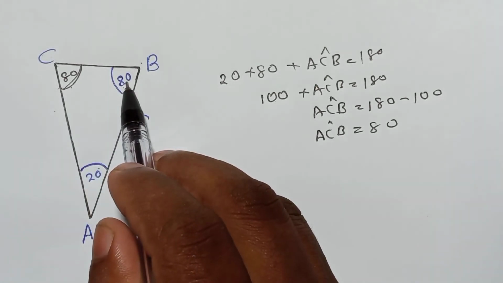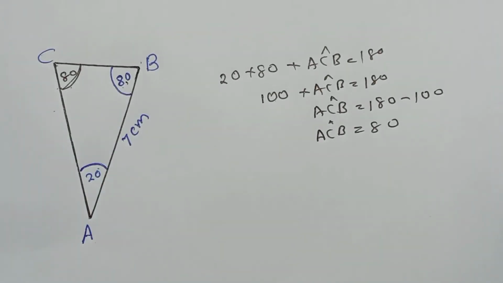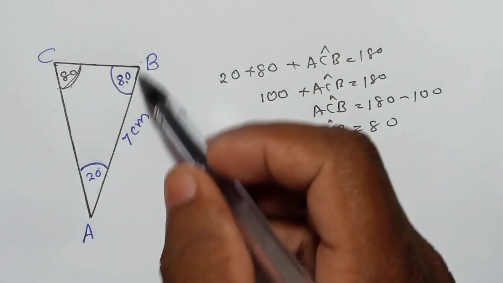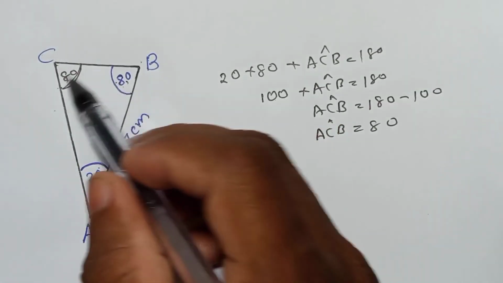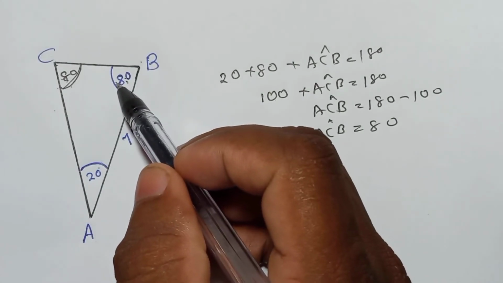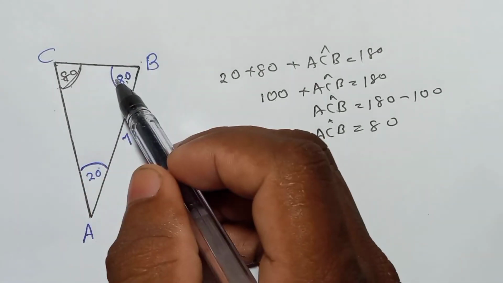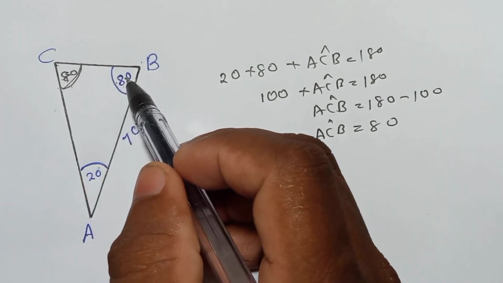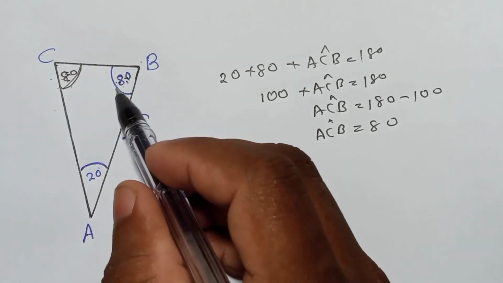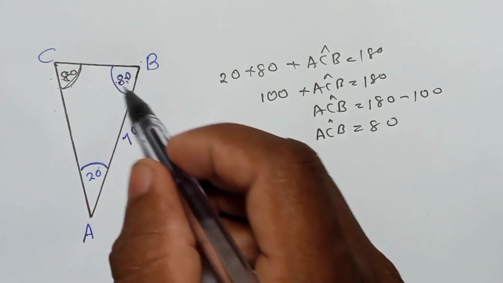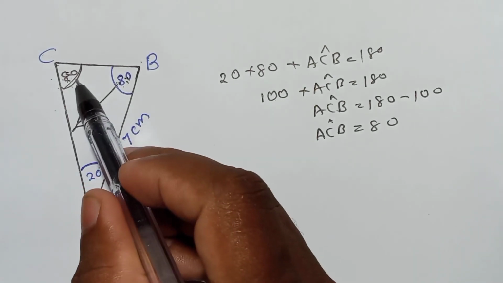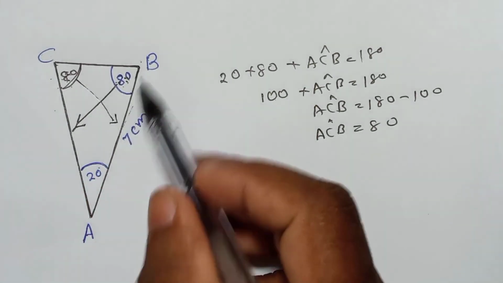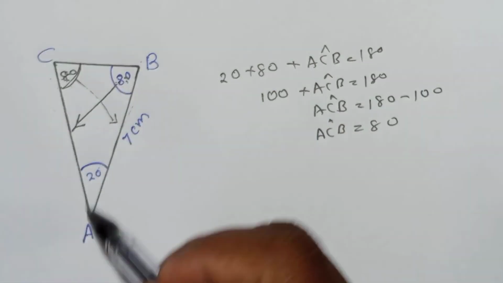That means this is the converse of the isosceles triangle theorem. Normally in an isosceles triangle, if you have two equal sides, the opposite angles are equal. In the same way, if you have two equal angles in a triangle, the opposite sides are also equal, right? Here 80, here 80, so the opposite sides are also equal. This 80 degree angle, the opposite side is this one. This other 80 degree angle, the opposite side is this one, AB. That means AB equals AC.